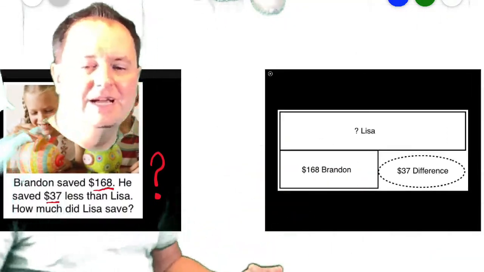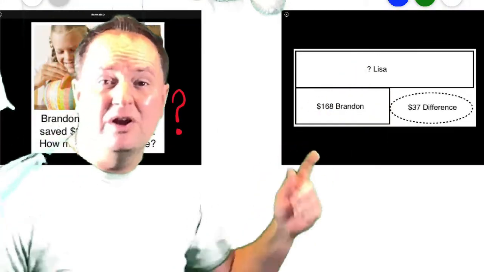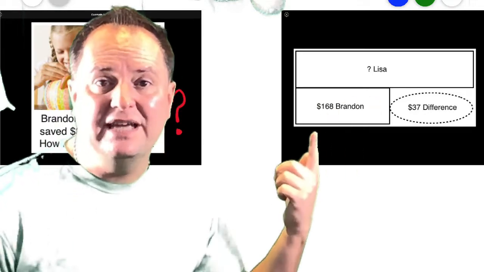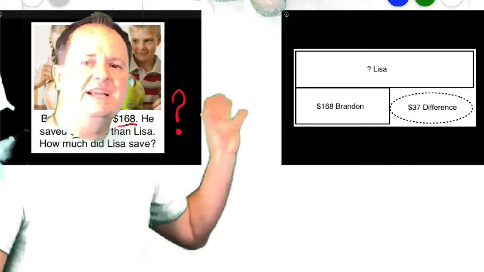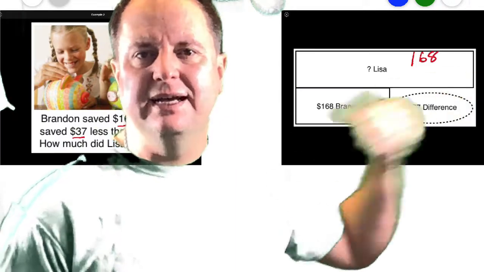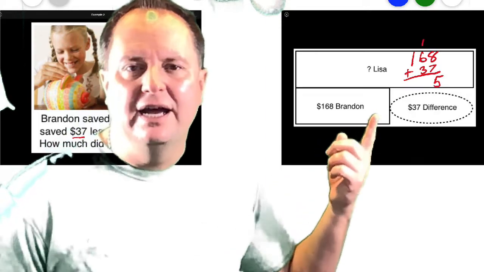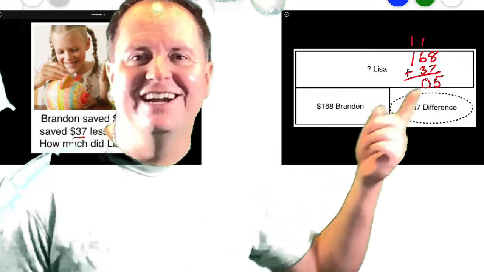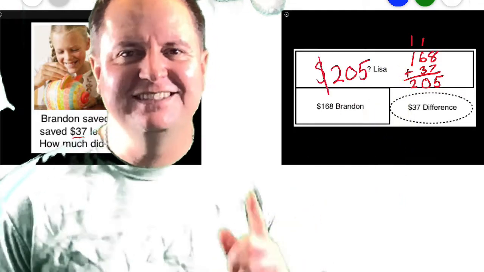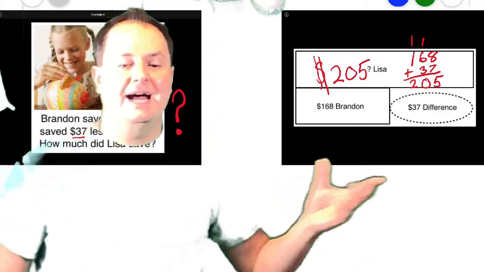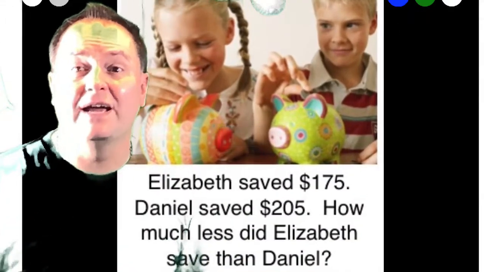Now, to do this correctly, you would have put the Lisa up here. We didn't know Lisa, right? We did know that Brandon saved 168 and Lisa saved 37 less. So, in order to find out what Lisa saved, we are going to have to take what he saved, that says plus, doesn't it? All right, see how you've got to pay attention to those. So, I added, and he saved less, so I should have subtracted. Pay attention to those signs, okay?